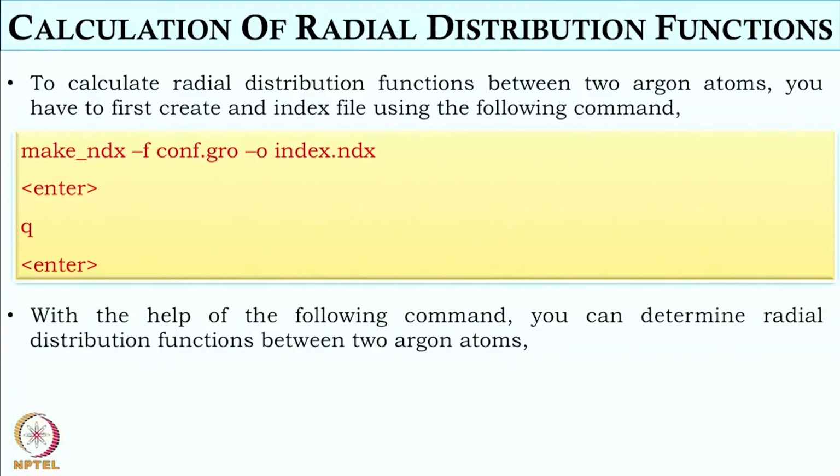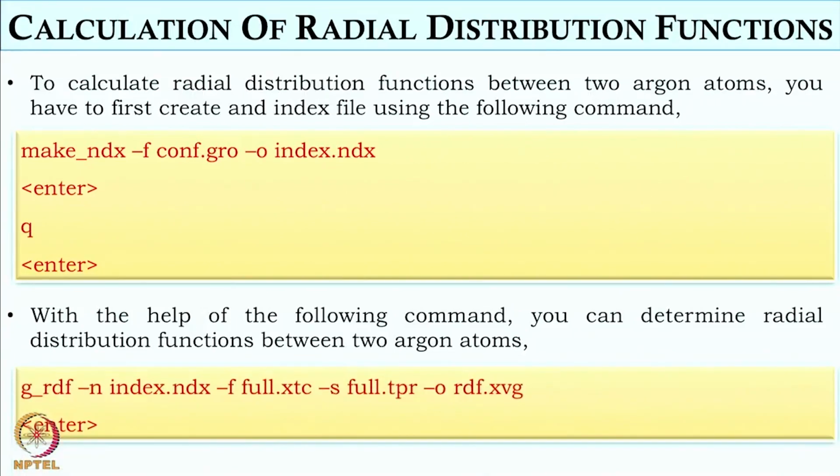Now to calculate the radial distribution function, we have to type the command g_rdf. rdf is radial distribution function. Space -n index.ndx, space -f full.xtc, xtc is the trajectory file, then space -s full.tpr, then space -o is the output file, rdf.xvg. So whenever we want to analyze any file or calculate any property, there are three files that are needed. The first is the ndx file, that is index.ndx, then the xtc file, that is the trajectory file, and then the tpr file. These are the three files that are required for any kind of calculation, any kind of analysis.